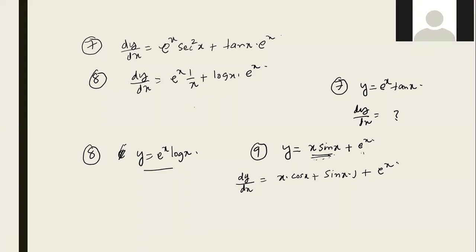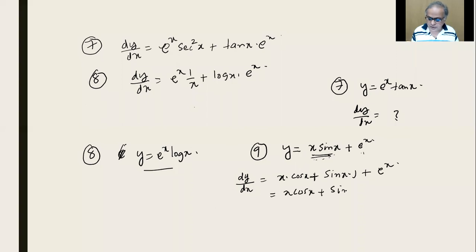That's all, isn't it? This is plus, children. This is 1. So x cos x plus sin x plus e power x. Okay? Yes, sir.